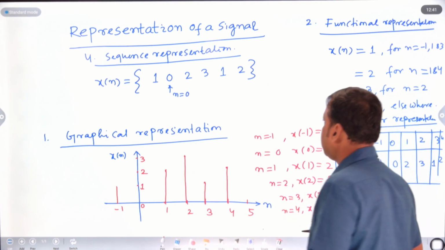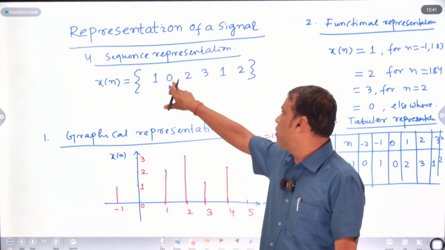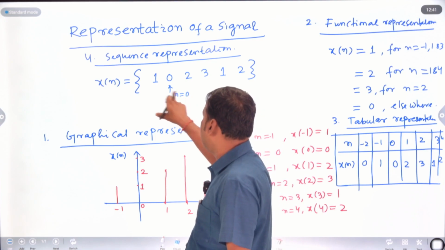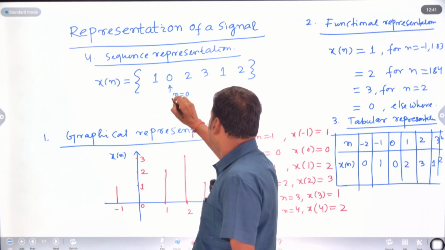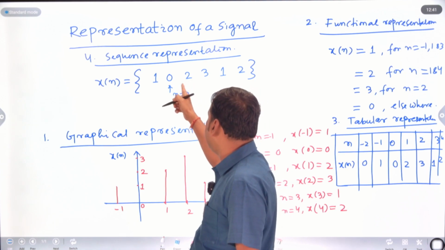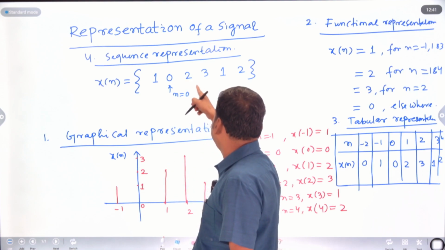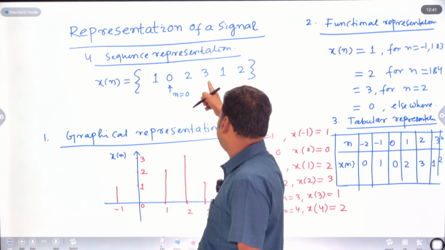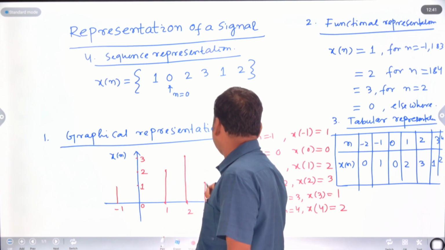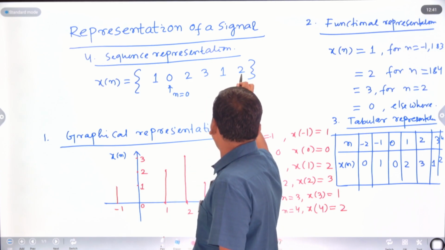Similarly, in sequence representation, if the arrow mark is given, you will understand that this value is for n equal to 0. So for n equal to 0, x of 0 is 0. Then automatically the next values: for n equal to 1, x of 1 is 2. For n equal to 2, x of 2 is 3. For n equal to 3, x of 3 is 1. Similarly, for n equal to 4, x of 4 is 2.